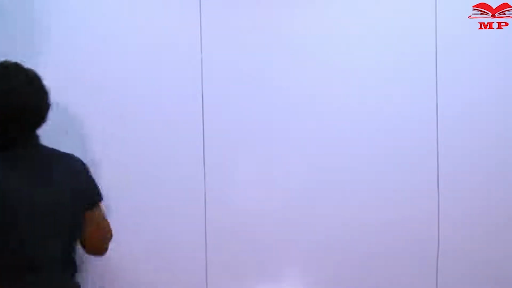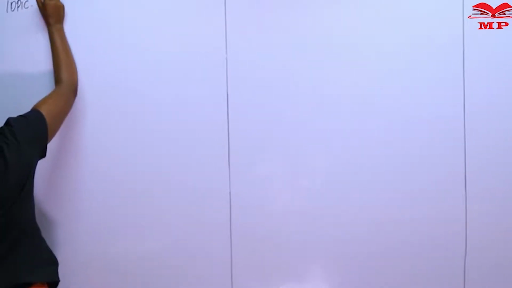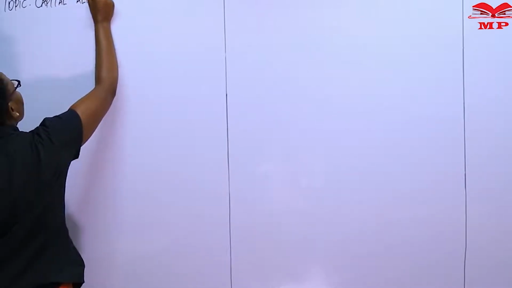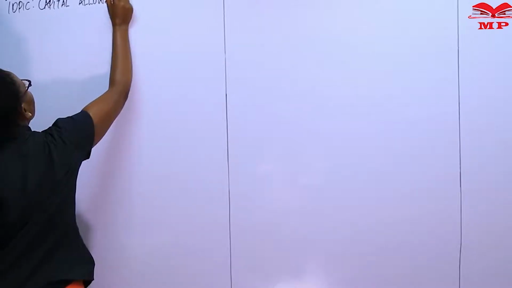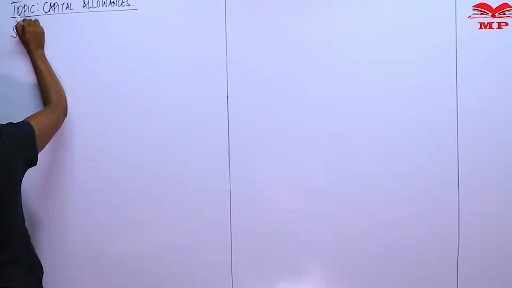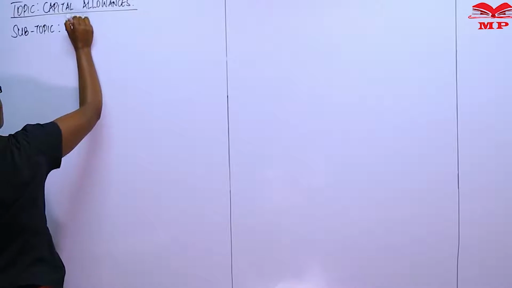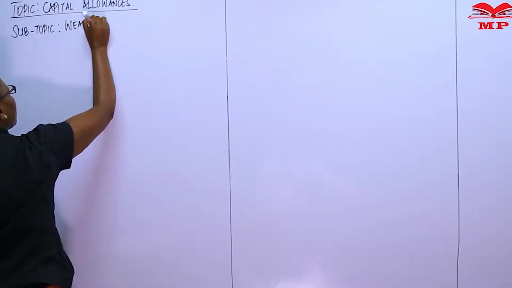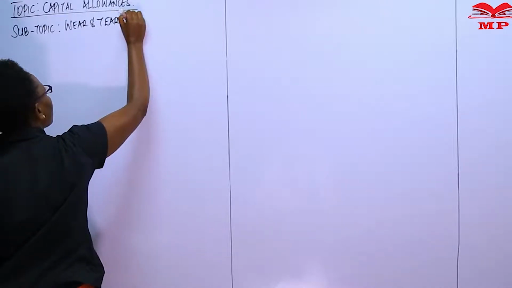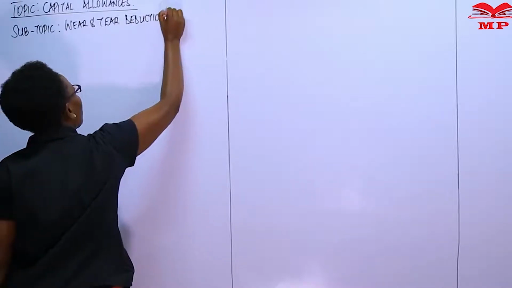So our topic again, capital allowances. Our subtopic, wear and tear deduction or allowance. So you can have either as deduction or as allowance.